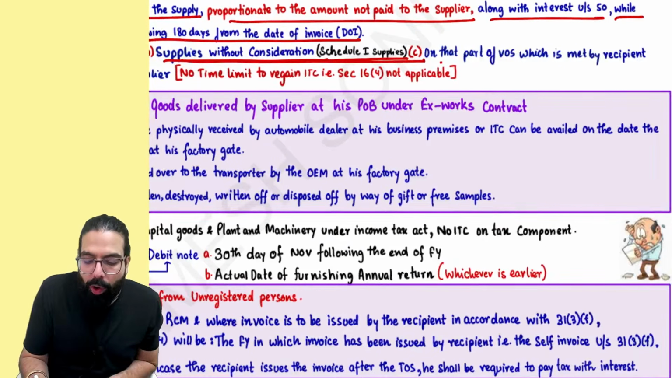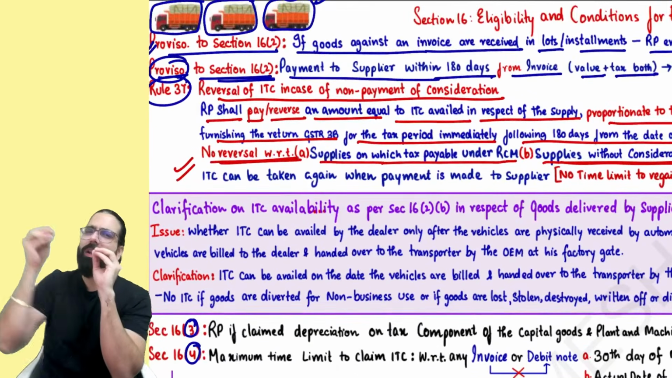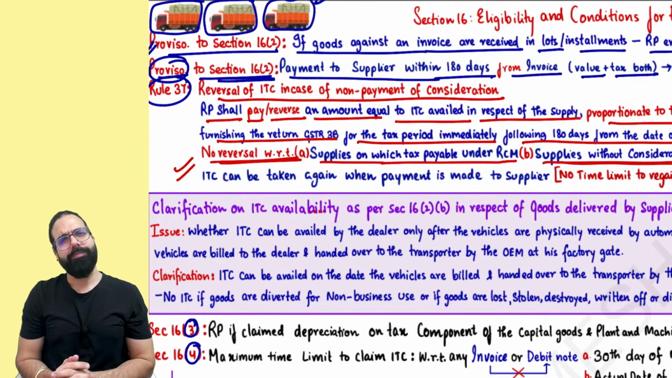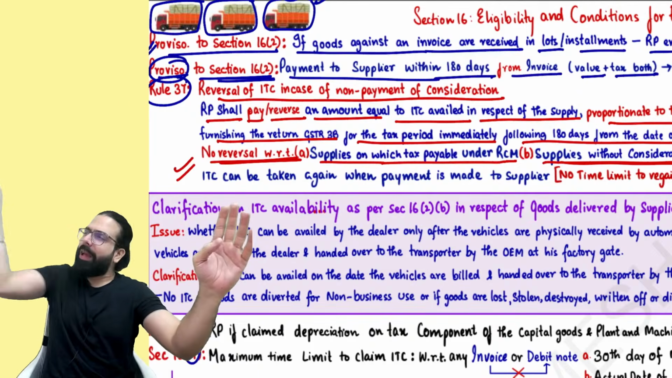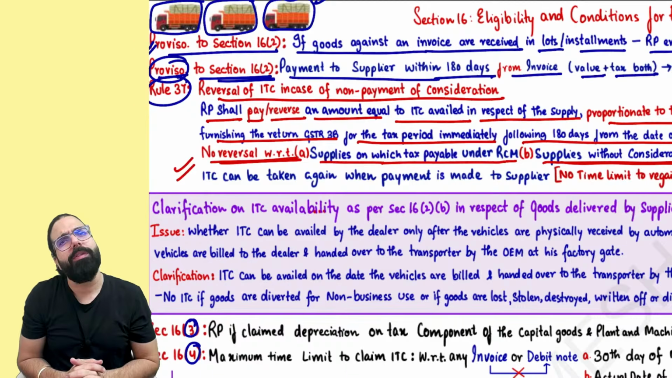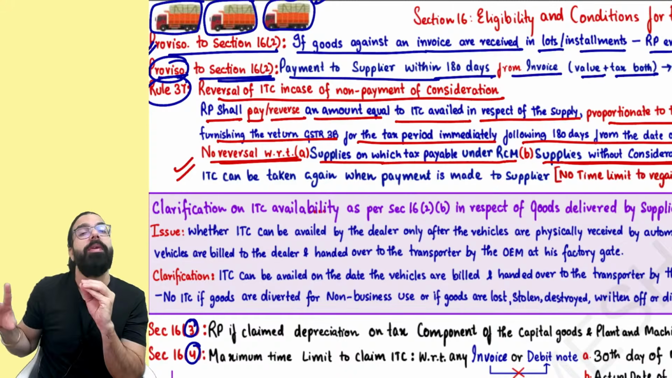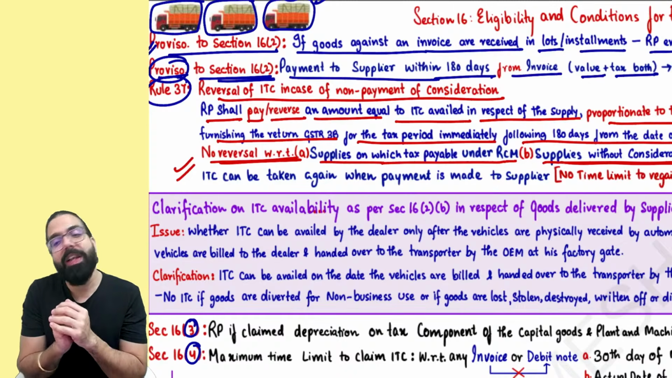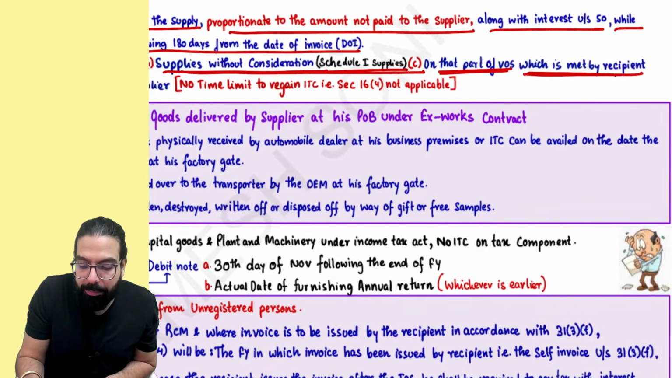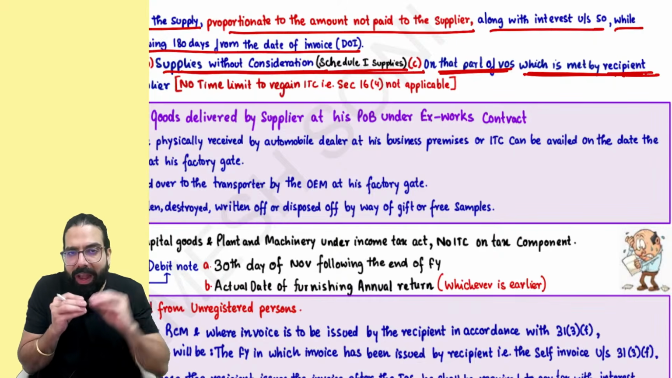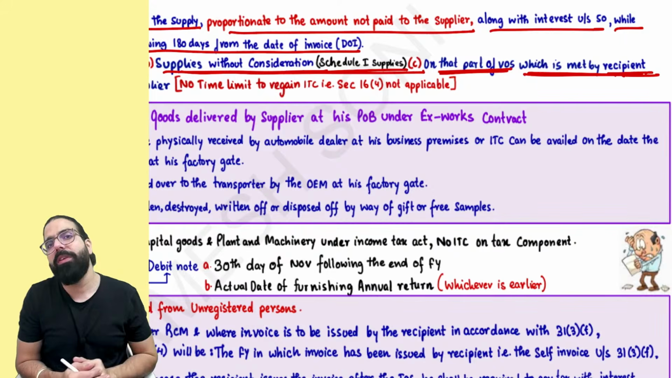And the last one is on that part of value of supply which is made by the recipient. For example, my supplier supplied me one machine for 1 lakh rupees. Out of that 1 lakh, I paid 50,000 to my supplier's vendor. So reversal will happen only with respect to 50,000 rupees, because only 50,000 I have not paid him. That's all they are telling. If it is on that part of value of supply which is met by the recipient, meaning I had paid someone on behalf of the supplier, then for that amount reversal is not attracted.